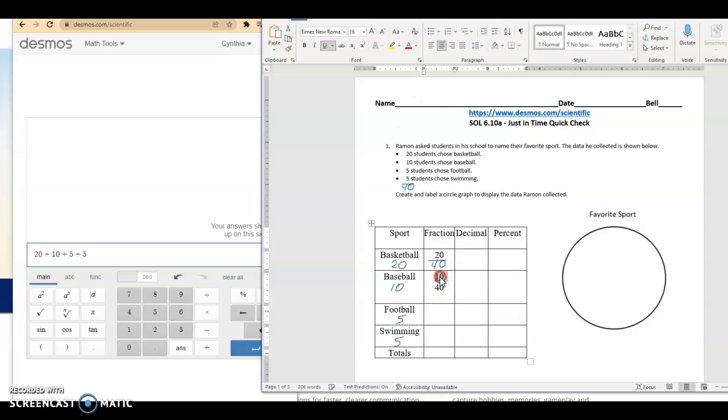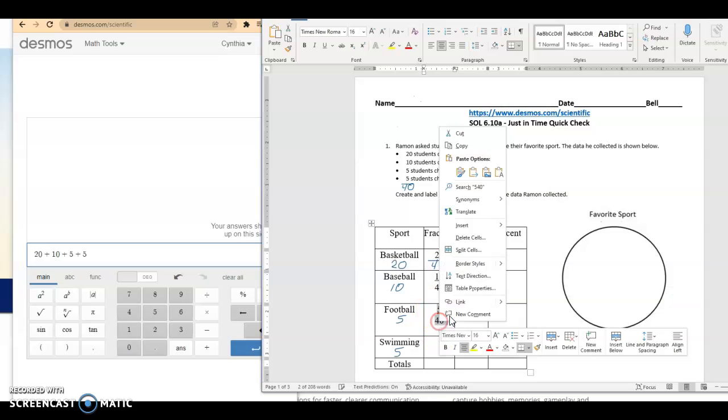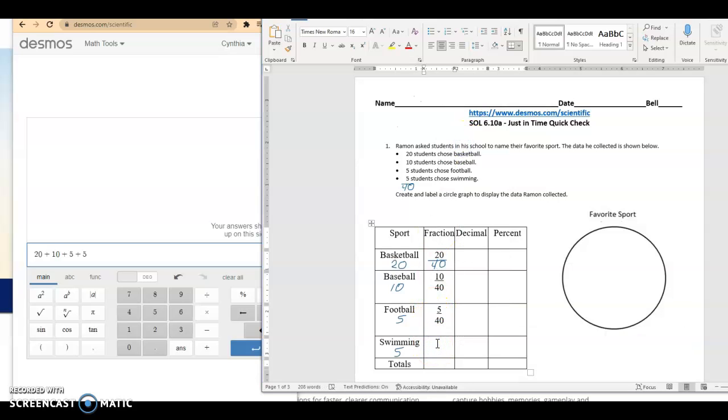Football, I had 5 students choose football. Let me change that. And 5 also chose swimming. So what this means is, out of 40 students, 20 out of 40 students chose basketball, 10 out of 40 students chose baseball, 5 out of 40 students chose football, and 5 out of 40 students chose swimming.